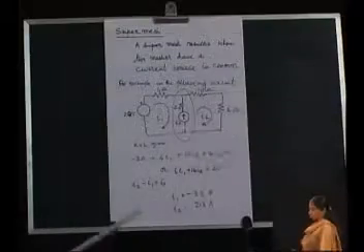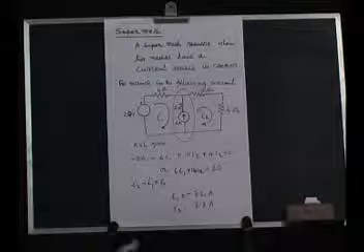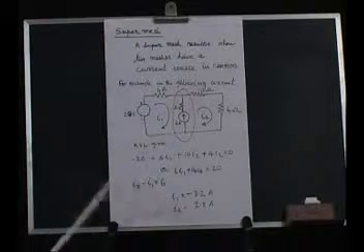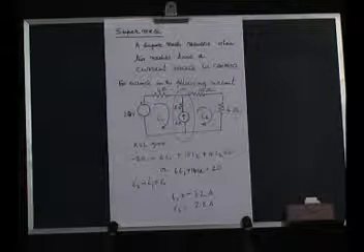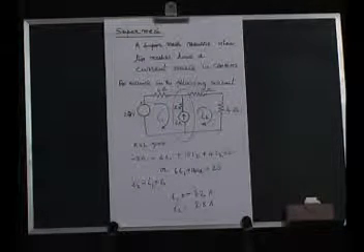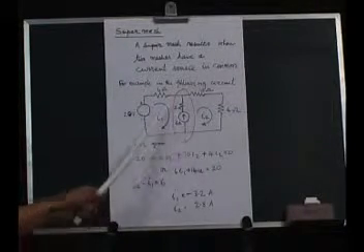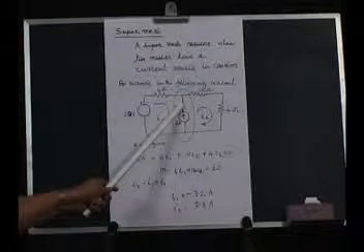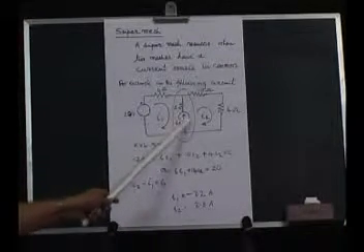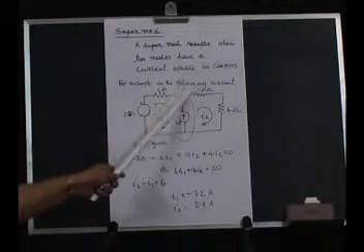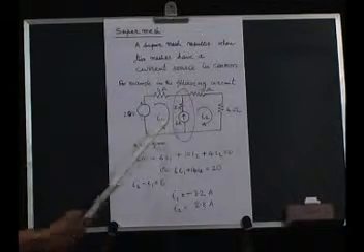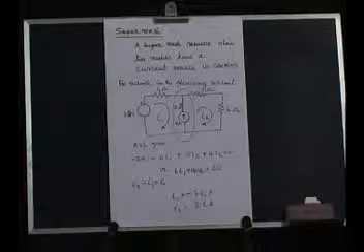Sir, could you please explain what a super mesh is? In certain problems, we have current sources in between two loops. In that case, we consider the current source as well as a resistance in series with that as a super mesh, and then we write a super mesh equation between I1 and I2.